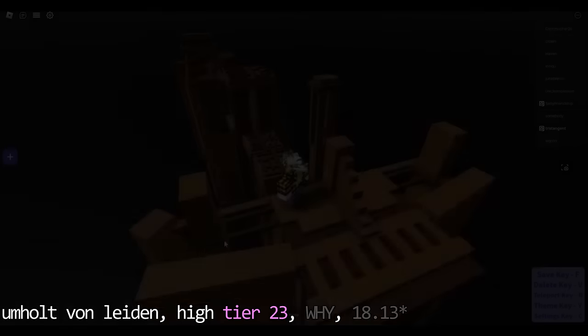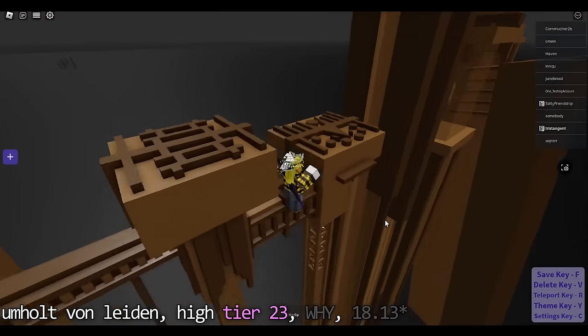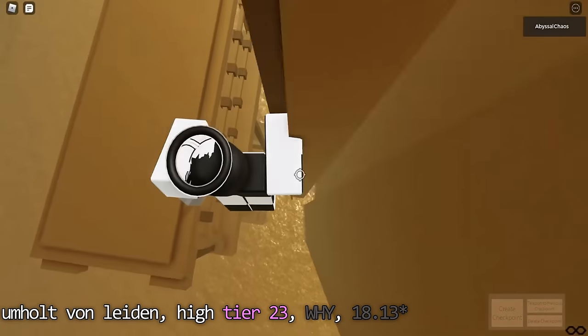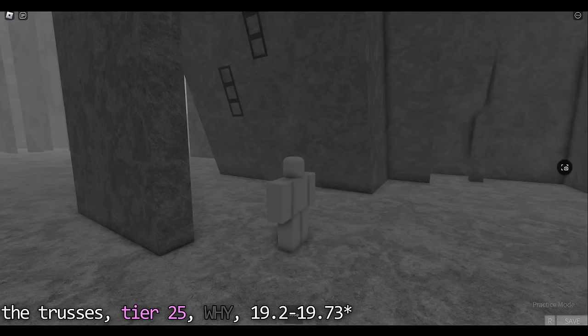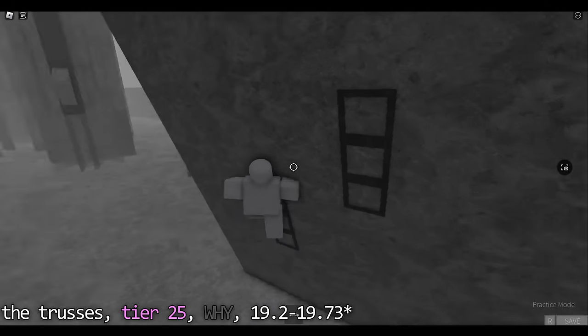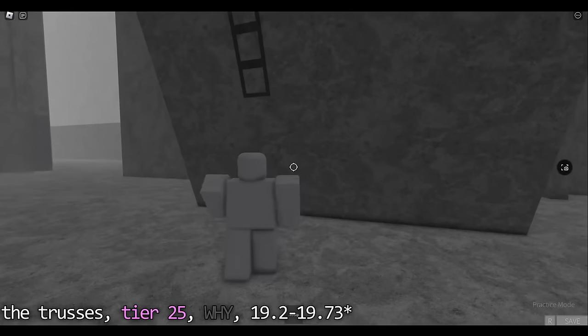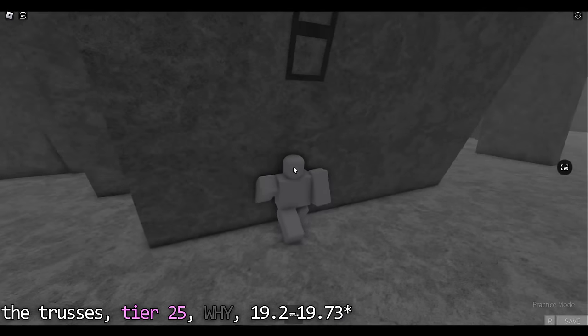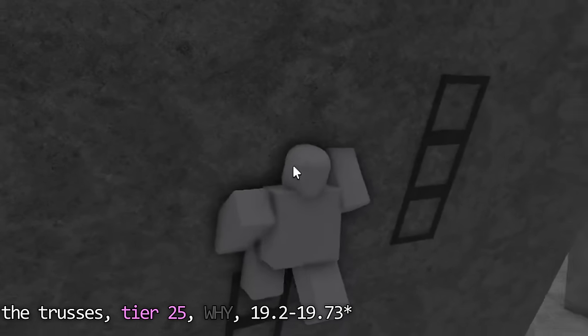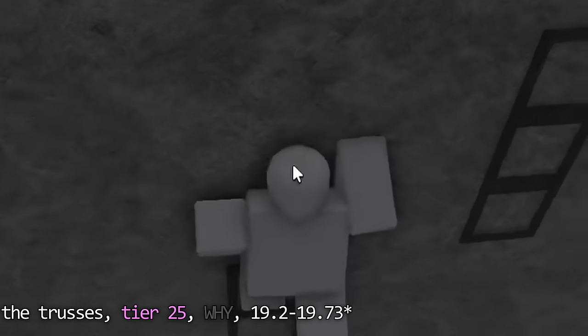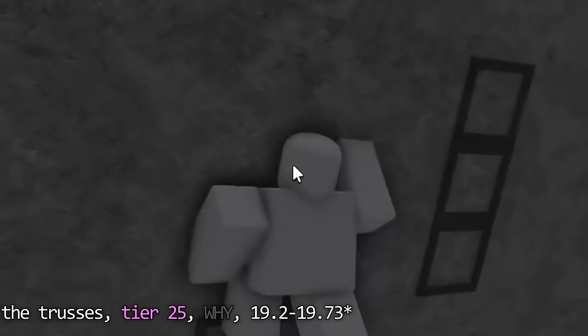Beyond this, there are practically no obbies that exist, apart from Umholt von Leiding, which is a tier 23, which I discussed earlier, which only one jump has been done from that obby, and the trusses. A tier 25 obby, which is truss mechanics that are so glitchy that it's literally impossible from what I can tell to beat. And the luck required to beat this obby is so unimaginably insane that I don't even think it will ever be beaten.